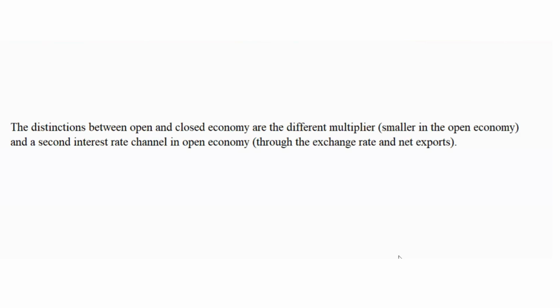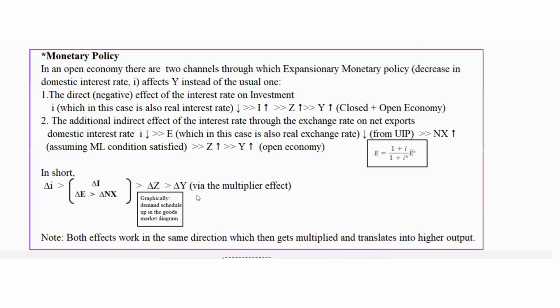So when we're comparing monetary policy in a flexible exchange rate regime with a closed economy, we will have different multipliers, because eventually the effect on output is going to be via the multiplier. This multiplier effect is smaller in an open economy than in a closed economy. But we know there's also a second interest rate channel through which monetary policy now affects output, which was not present in a closed economy.